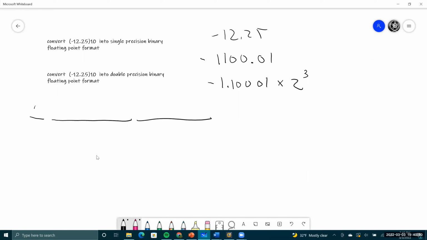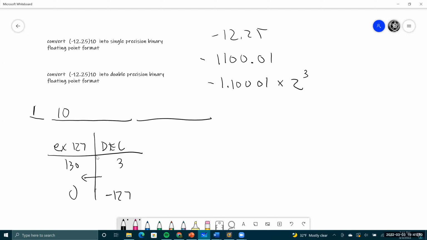Single precision means that we have a sign bit, which is 1 for negative, and then the excess is 127 to decimal, right? So 0 corresponds to negative 127. I have a 3 here, so going in this direction, this is 130. So 130 is 128 plus 2. And then my fraction is here because I have a hidden 1. So it's 10001 followed by a whole bunch of zeros.